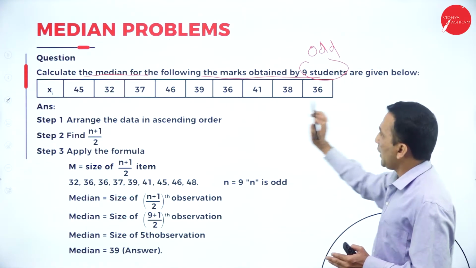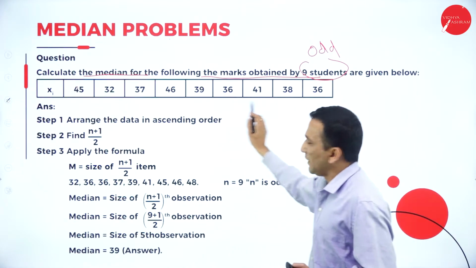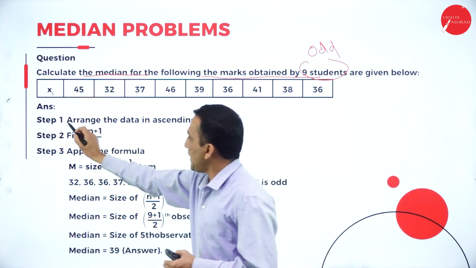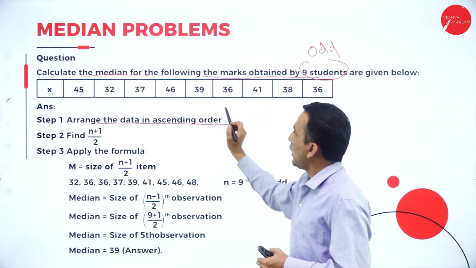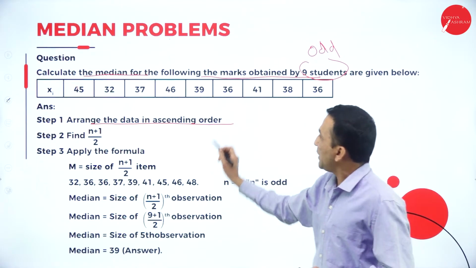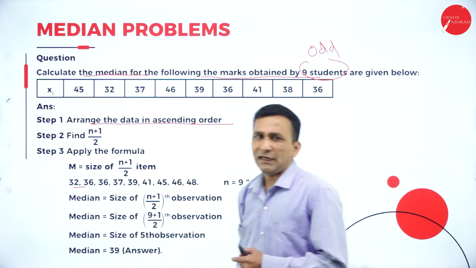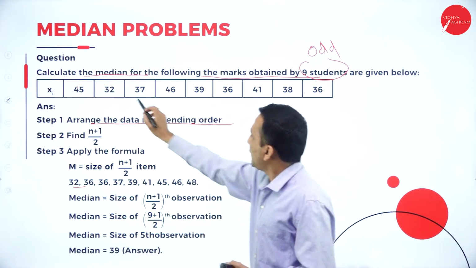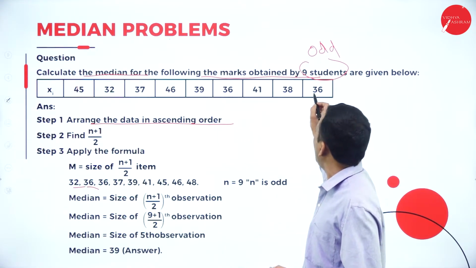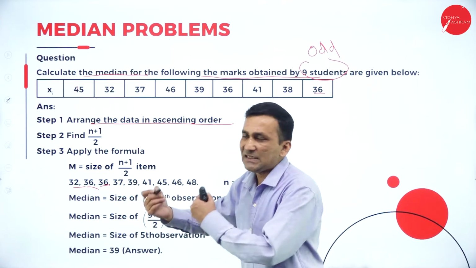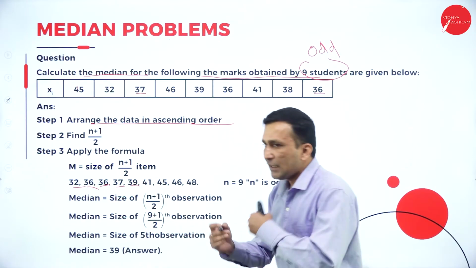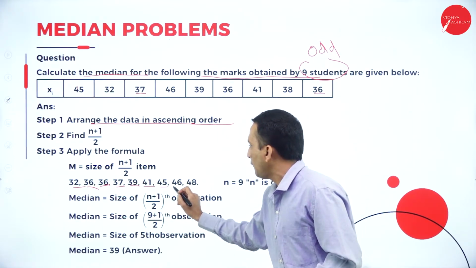Whatever data is given, the first step is to arrange the data in ascending order. Select the least number first. In this case, the least value is 32. Next value after 32? 36. The 36 came 2 times. After 36, which number appears? 37. Next value 39. Next values 41, 45, 46, 48.